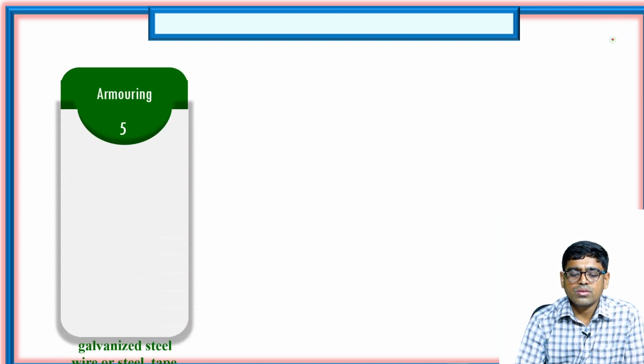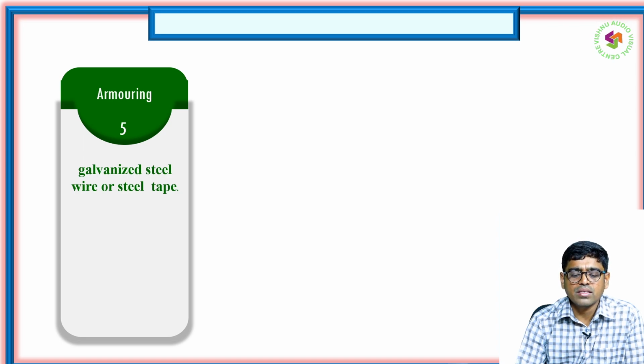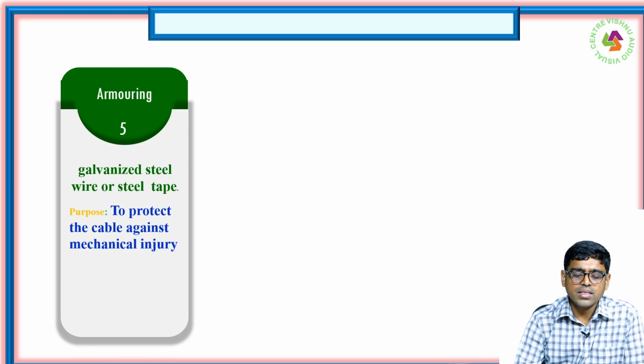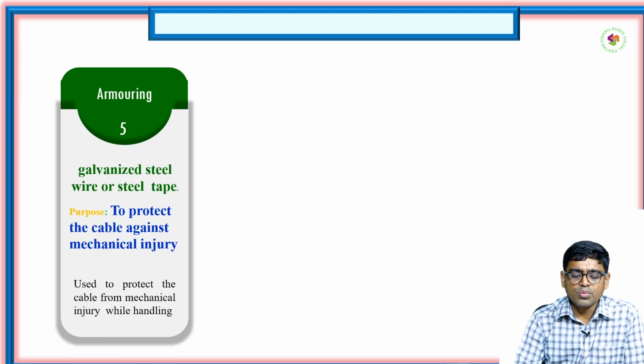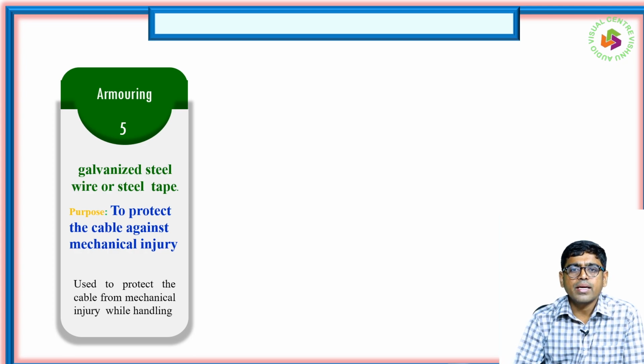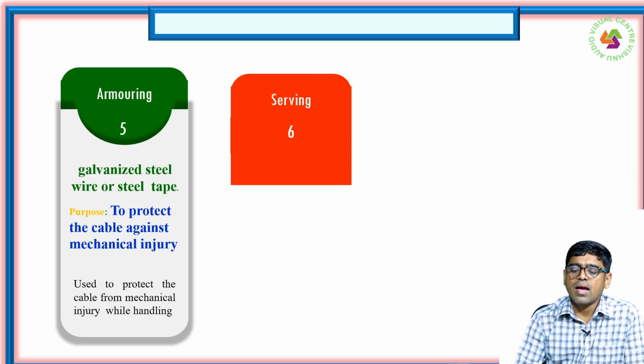Next one is armoring. The armoring can be made with galvanized steel wire or steel tape, and the purpose is to protect the cable against mechanical injuries. During laying or some work near the cable, it may get damaged, so you have to protect it from mechanical injuries. It is also used to protect the cable while handling. While handling, when you put the cable at a particular location, it may get damaged. We need to protect from that, so this armoring is provided. Next layer is serving.